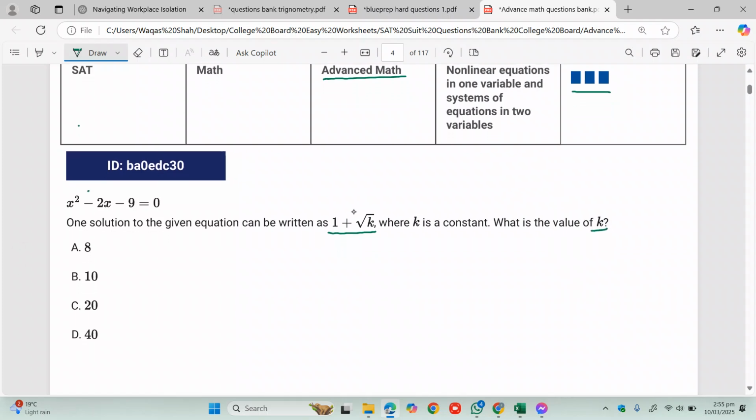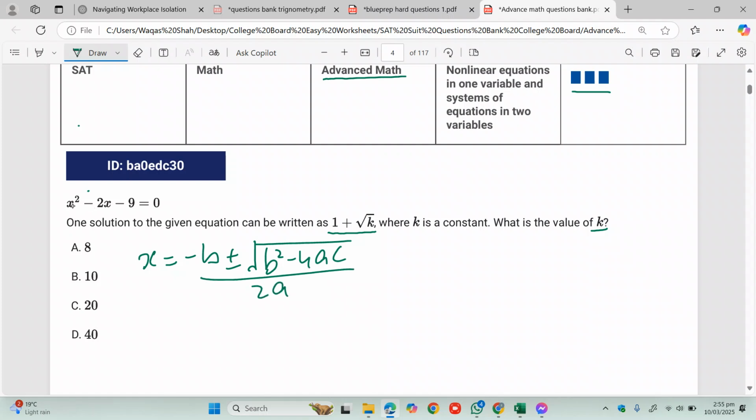Okay, so whenever you can see that the solution is a radical, it means that we will have to use the quadratic formula. Factorization will not be possible in this case. So using the quadratic formula, we can write x is equal to negative b plus minus square root of b squared minus 4ac divided by 2a.